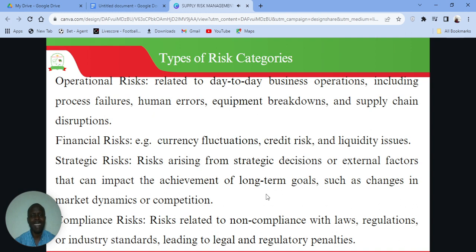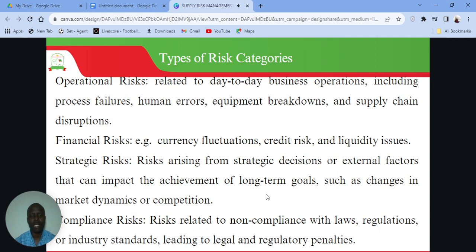We could have other players offering the same goods and services that are coming into the organization and thus affecting our activities. And also compliance risks. These, of course, will be because of us not complying with certain laws, not complying with certain regulations. It could be laws around taxation. It could be laws around quality that we need to meet and we have not met.